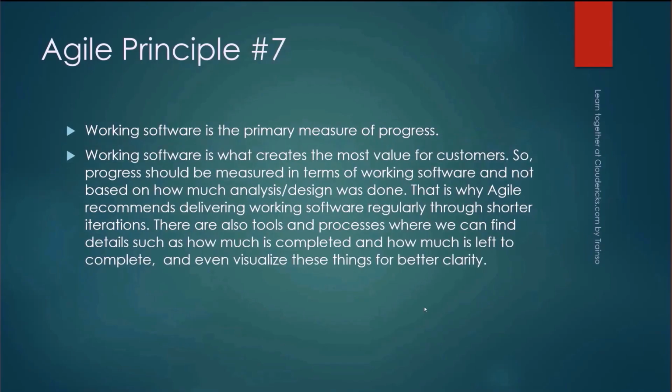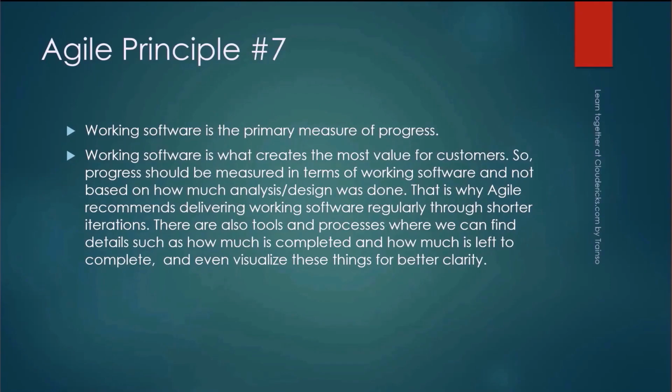Agile principle number 7, working software is the primary measure of progress. Working software is what creates the most value for customers. So progress should be measured in terms of working software and not based on how much analysis or design was done. I still remember from my waterfall days, if the customer asks how much of the work is done, you may say, okay, 10% or 20% or 30% or 40%.